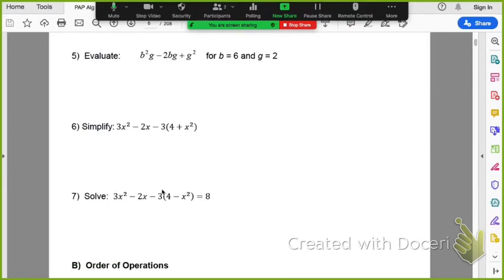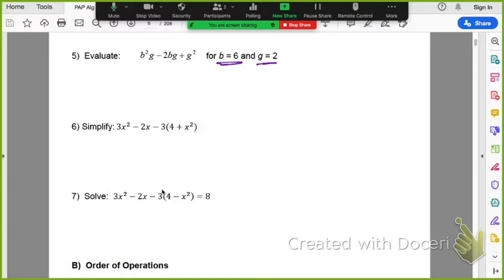Okay, number 5. When I say the word evaluate, what I mean is I want you to substitute the values that are given into my expression. So it gives me b equals 6 and g equals 2. Everywhere that I see a b in my problem, I'm going to substitute 6. Everywhere that I see a g, I'm going to substitute 2.